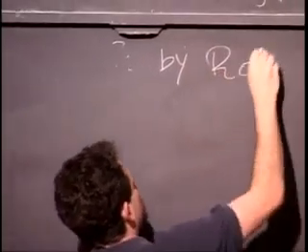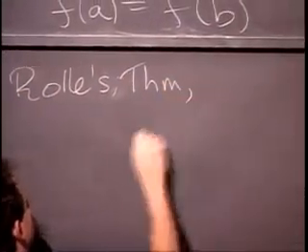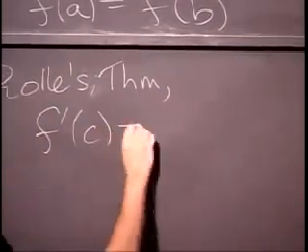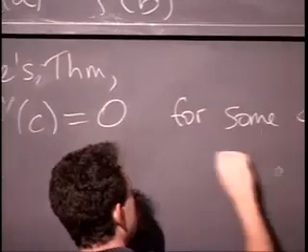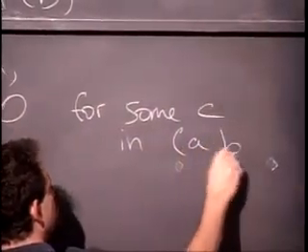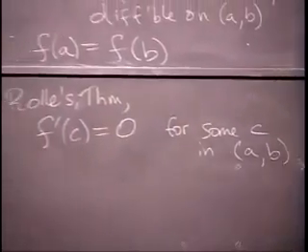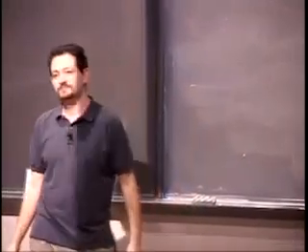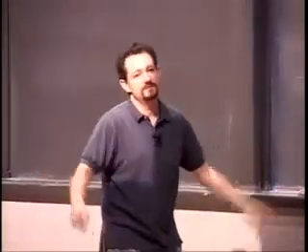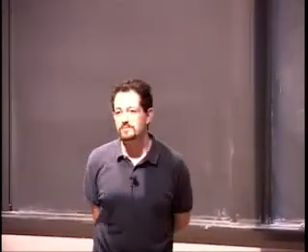By Rolle's theorem, f prime of c equals 0 for some c in the interval AB. Okay, so if there's the horizontal line, bang, somewhere in between, the curve is flat. So why is that a problem? So what? Can anyone see why that's a problem?